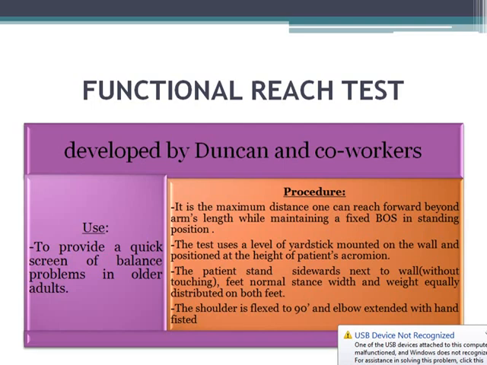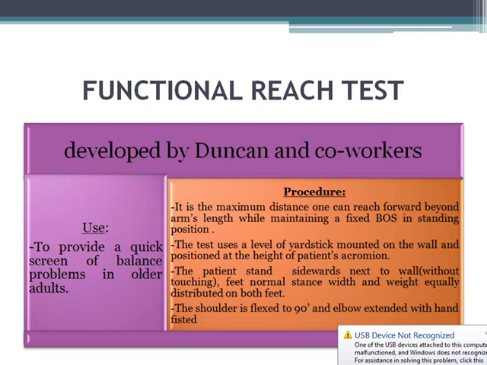It is the maximum distance one can reach forward beyond the arm's length while maintaining a fixed base of support in a standing position. The test uses a level yardstick mounted on the wall and positioned at the height of the patient's acromion. So we position the yardstick at the acromion process, and we have to adjust the yardstick for every person according to height.